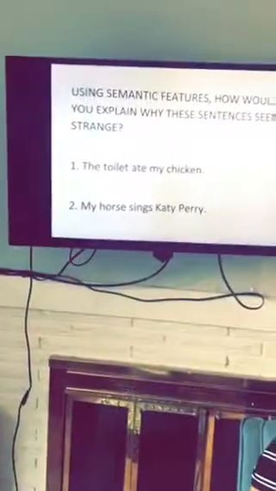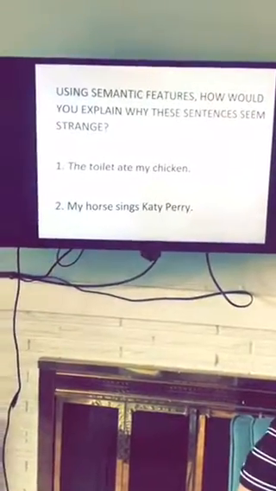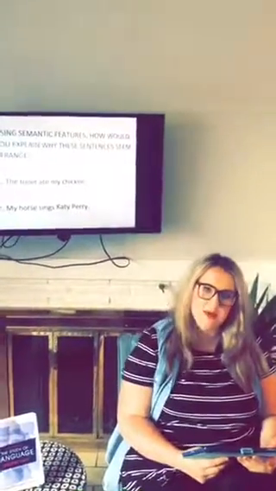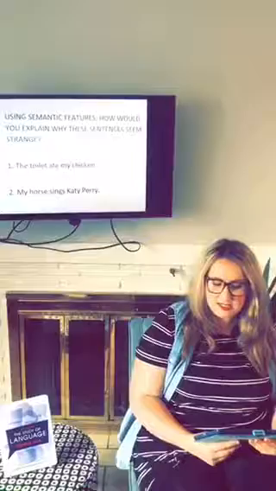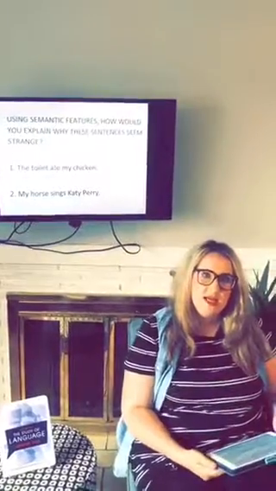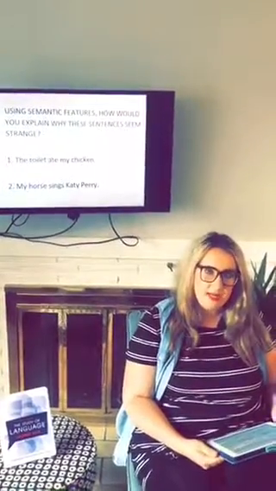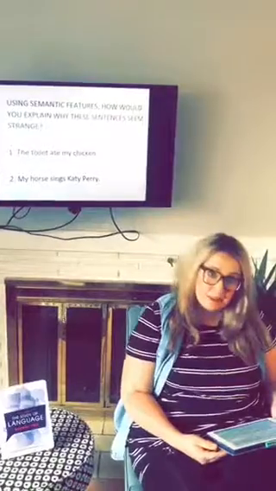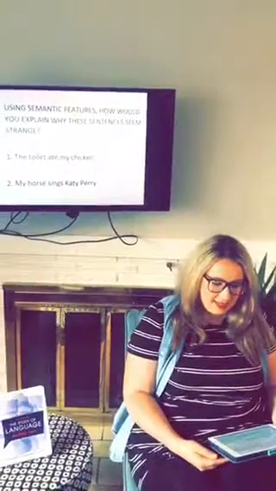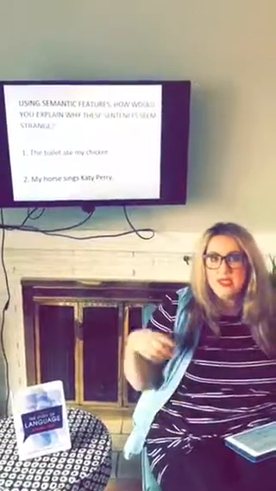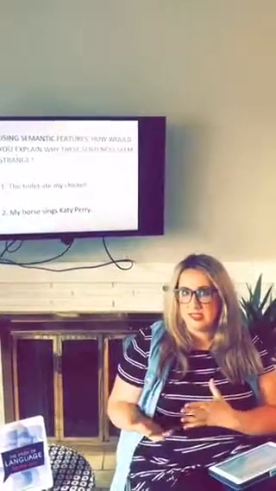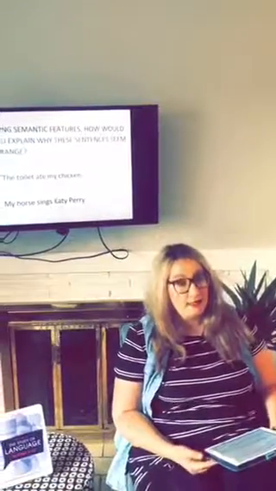Using semantic features, how would you explain why these sentences seem strange? 1, the toilet ate my chicken, and 2, my horse sings Katy Perry. The first sentence does not make any sense because a toilet is not an animate being, so it is not capable of eating anything, let alone a chicken. Second, the horse is an animate being, but only humans are known to sing. So to say a horse is singing Katy Perry is highly unlikely.